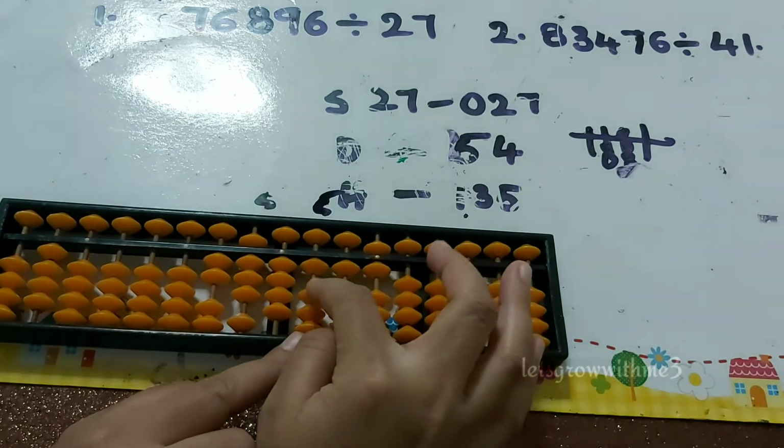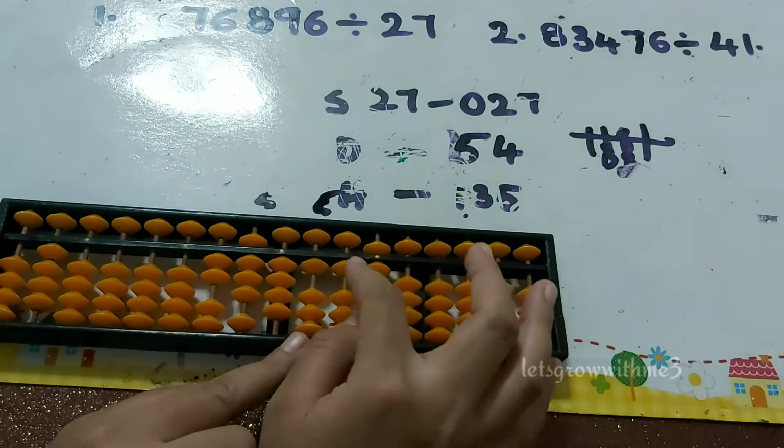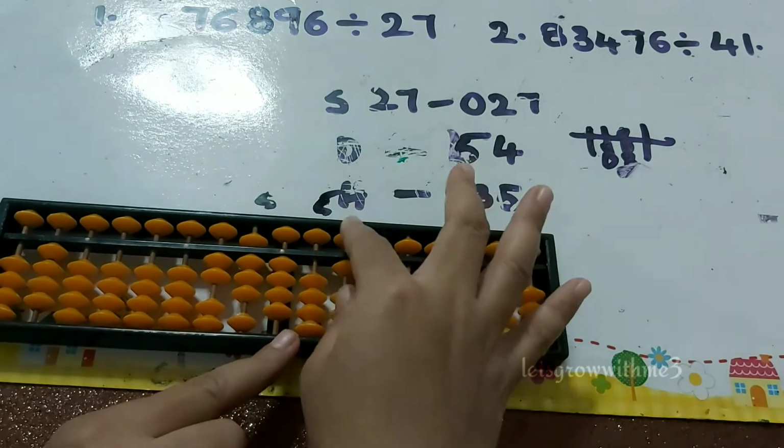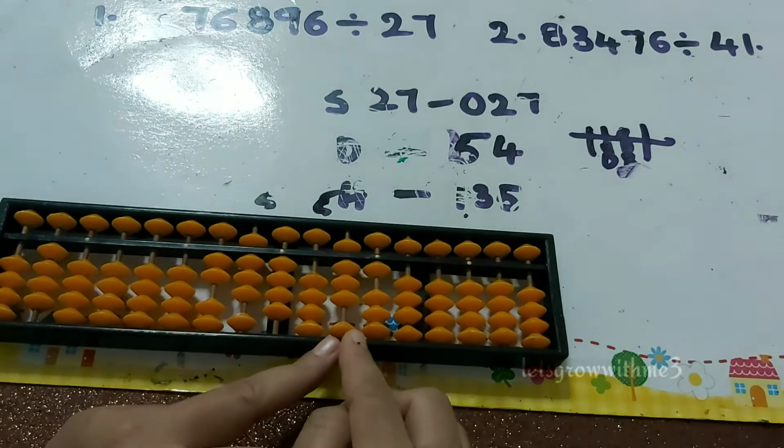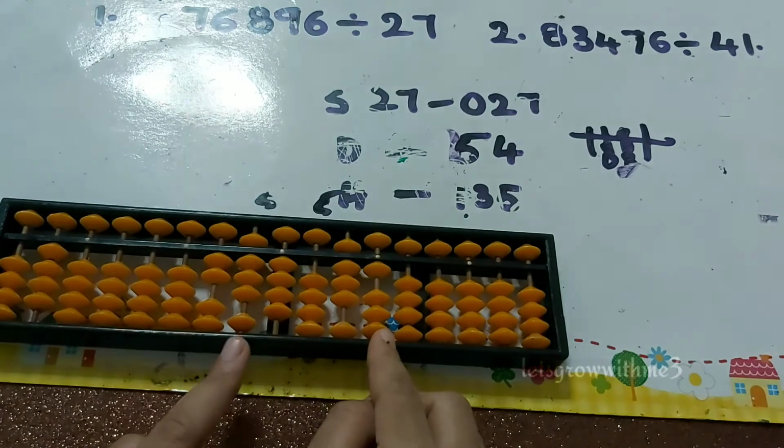So I am removing 1, 3 you must remove here. So we can't remove 3 over here. Then minus 10 plus 7 and 5 here. So now my next remainder is 8, 1, 81.